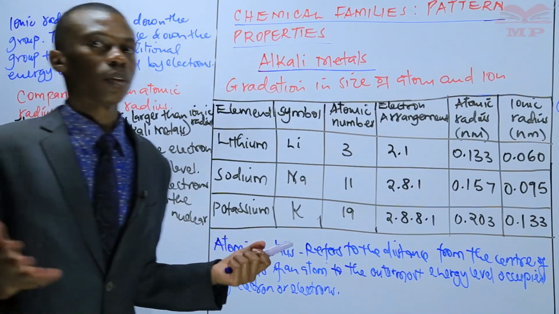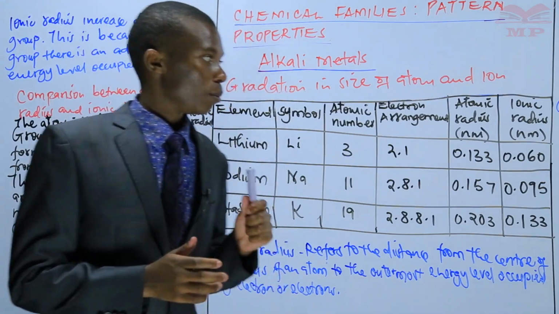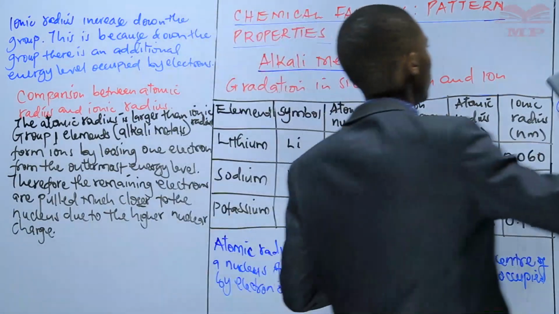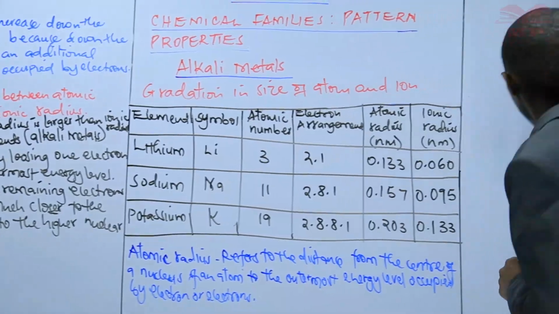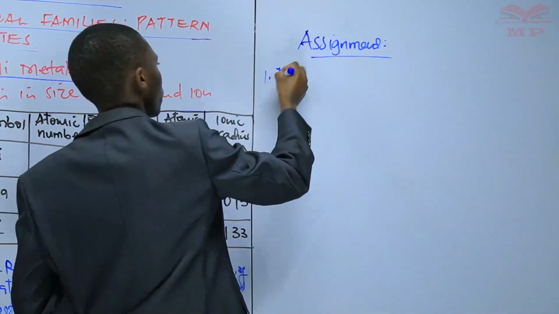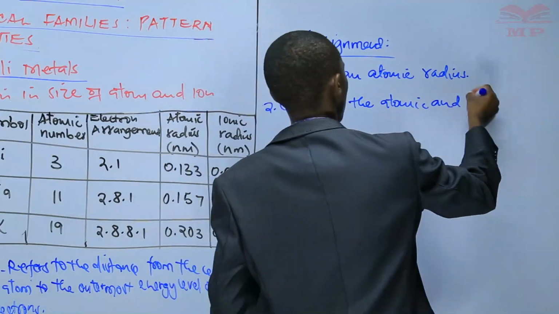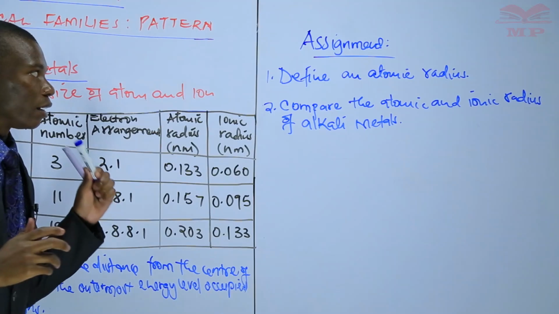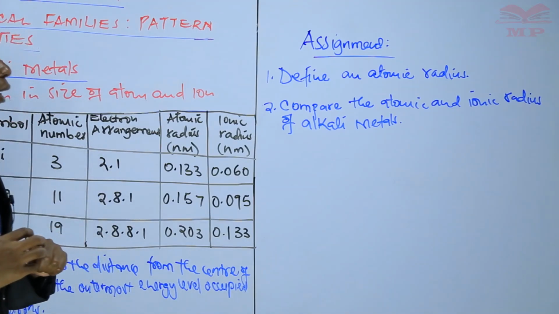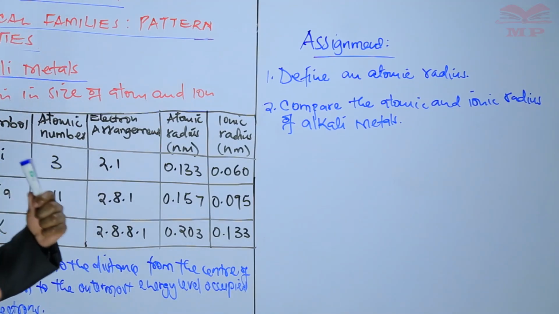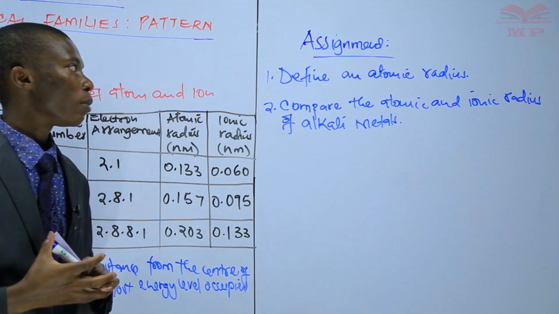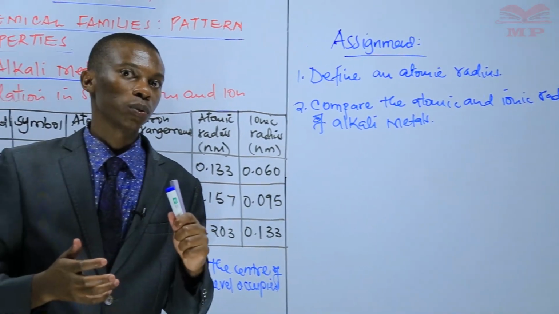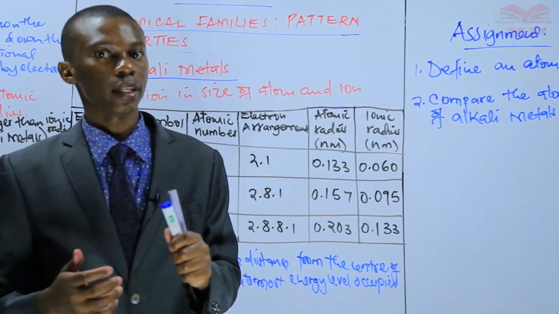Therefore, that brings us to the end of our lesson today. But before that, I need to give you the assignment. Assignment 1, define an atomic radius. You should be able to define, because we have done that. And second, compare the atomic and ionic radius of alkali metals. You should be able to do that. So ensure that you've done that before you meet in the next lesson.